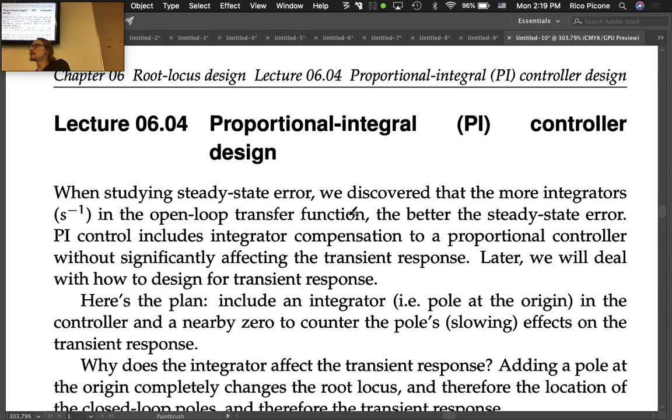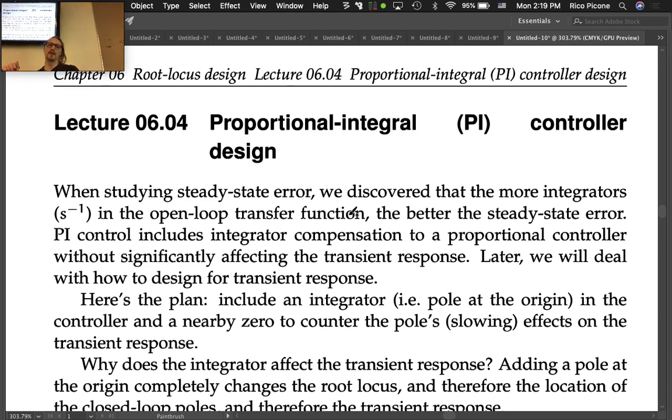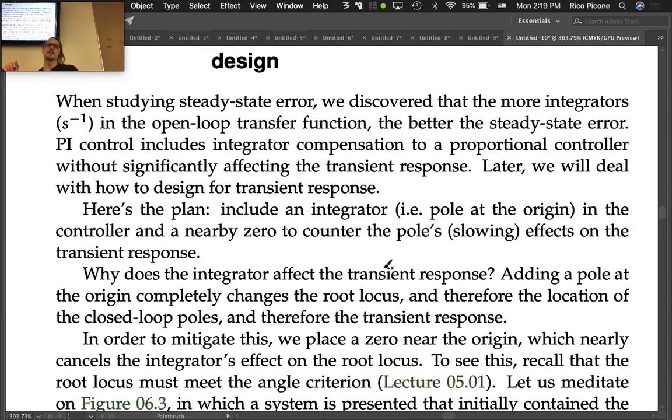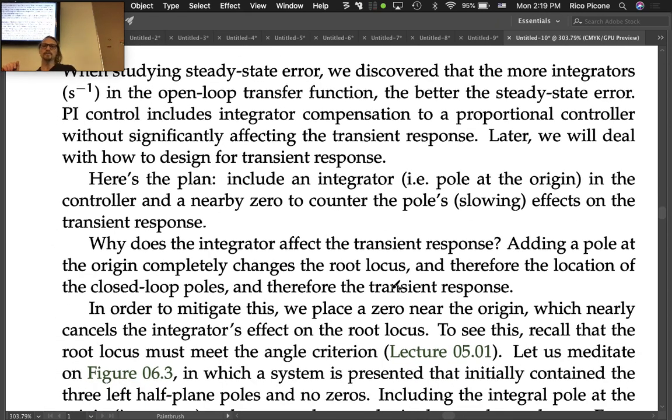Then when we do derivative control, we're going to use that compensator to affect the transient response. So that's our goal. Right now we're trying to not affect the root locus too much. We're going to try to not move it too much. We will move it a little bit, as we'll see, but it won't be significant. So here's the plan. Include an integrator, in other words, a pole at the origin in the controller, and a nearby zero to counter the pole's slowing effects on the transient response.